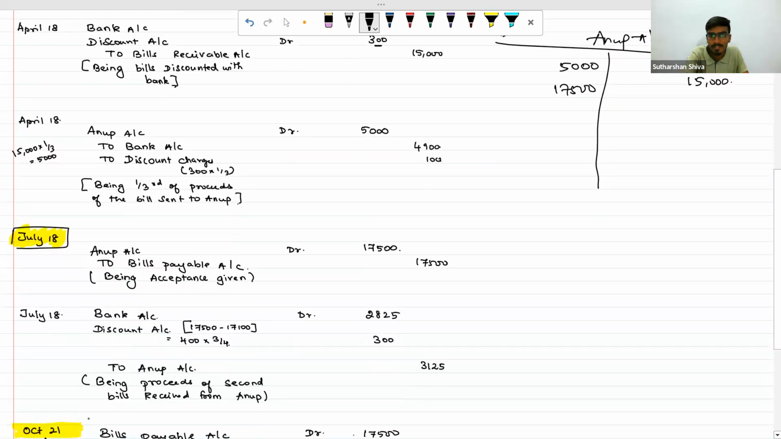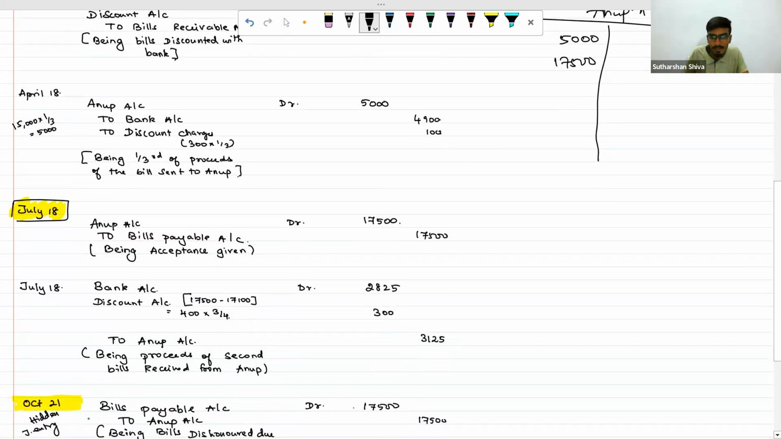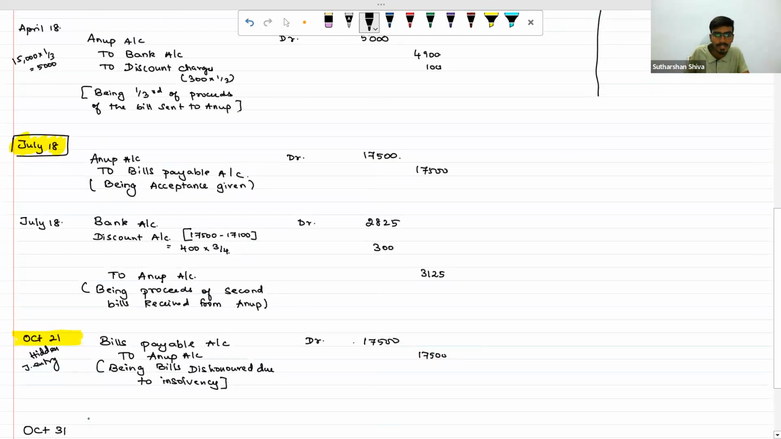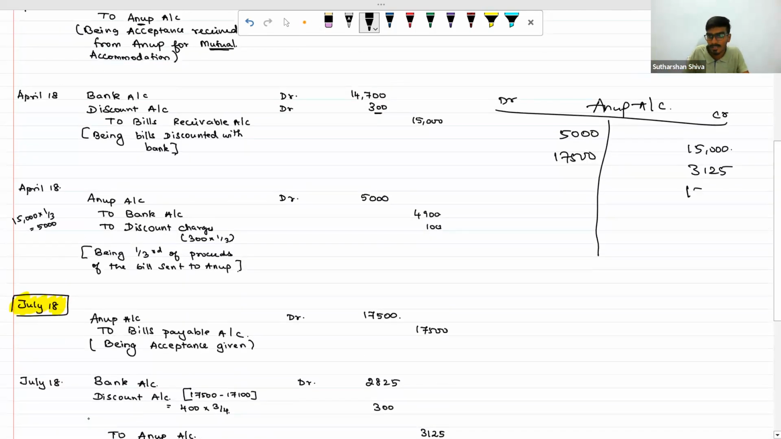I need to pay Anup because I am not going to repay the bill, and so I am going to have the second bill. Next, I am having Anup 3,125 on the credit. So I will put 3,125. Then I am having Anup account 17,500, that is dishonoring of the bill. If you want to tally, I will tell you the actual method and the shortcut. We'll have a total of 35,625.